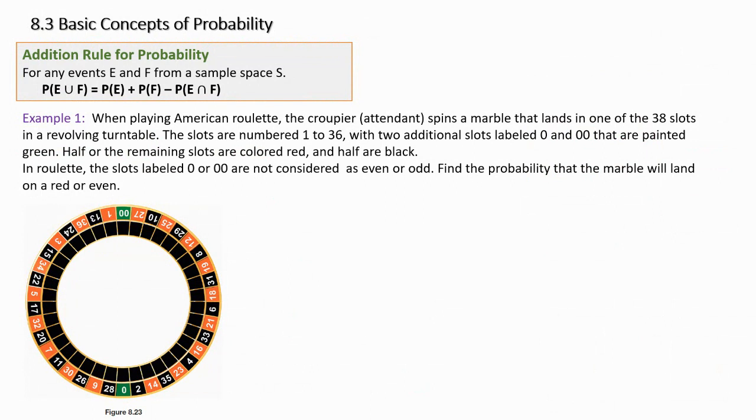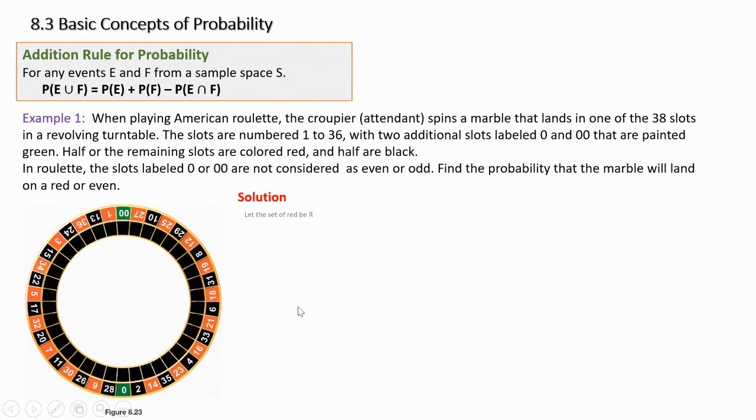The slots are numbered 1 to 36, with 2 additional slots labeled 0 and 00 that are painted green, right? Because here they are, the painted green, 00 and the 0. Half of the remaining slots are colored red and half are black. In roulette, the slots labeled 0 or 00 are not considered as even or odd. Now here we go. Find the probability that the marble will land on a red or even.